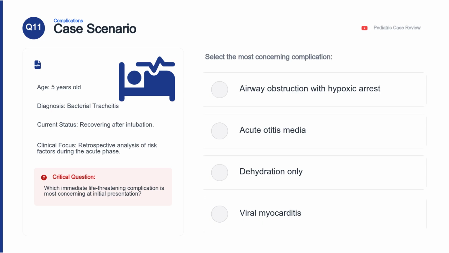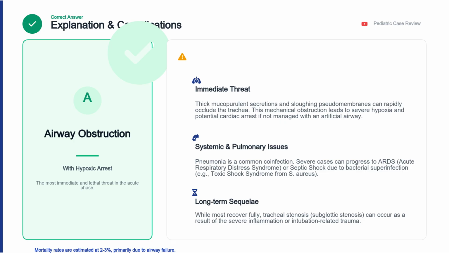Option A, complete airway obstruction leading to hypoxic cardiac arrest. Option B, acute otitis media. Option C, dehydration only. Option D, viral myocarditis. The correct answer is A, complete airway obstruction leading to hypoxic cardiac arrest.